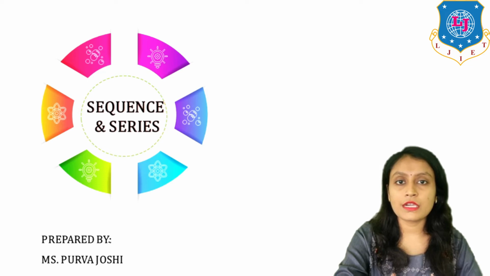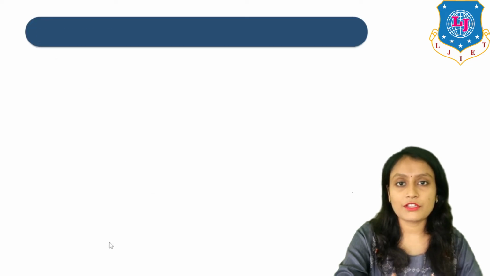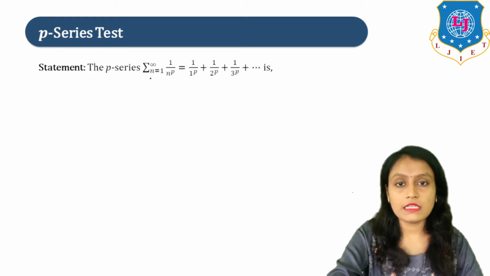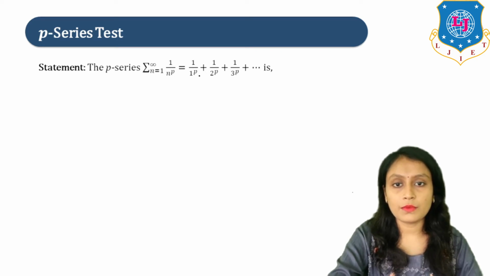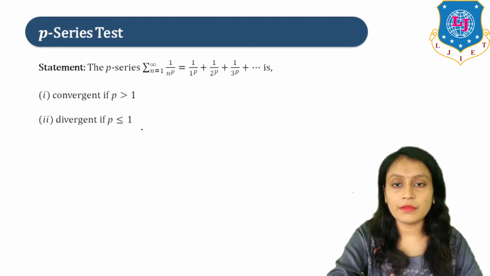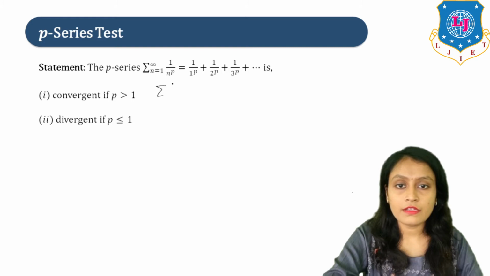Today we are going to study a few more topics of sequence and series. So let's begin with the first topic, that is the P series test. This P series, 1 upon n raised to P, can be written as 1 upon 1 raised to P plus 1 upon 2 raised to P plus 1 upon 3 raised to P and so on. It is convergent if P is greater than 1 and divergent if P is less than or equal to 1. So for example, we have the series 1 upon n cube, right?